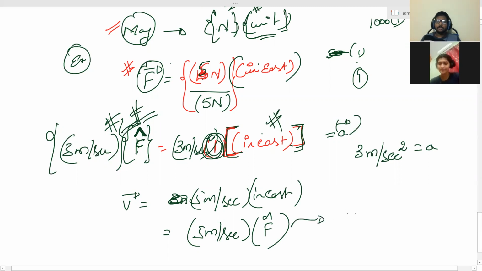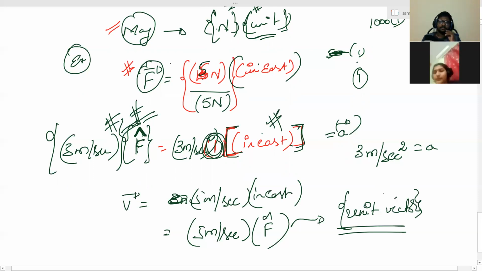Yes, sir. This F cap is also called a unit vector. A unit vector will give you a magnitude of one unit having a specific direction. If you want to write any other vector in this direction, you can multiply it with this unit vector cap.